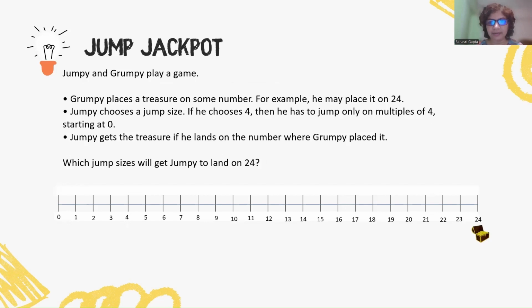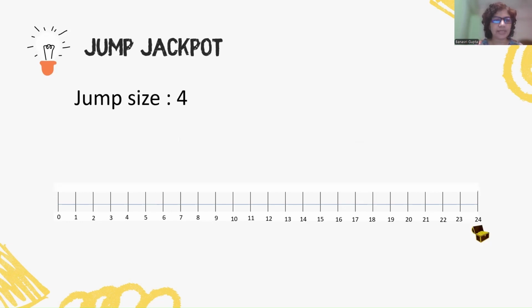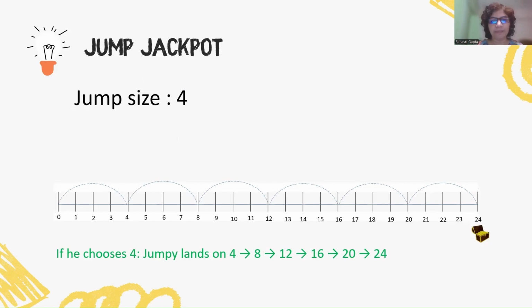So this is like a number line. The treasure is at the number 24. Different jump sizes can lead to this 24, so let us check out all the different options. For jump size 4, Jumpy jumps from 4 to 8 to 12 to 16 to 20, and finally he reaches 24. So 4 is a good choice. If he chooses jump size 4, Jumpy lands on 4, 8, 12, 16, 20 and then last on the 24 where the treasure is lying. So he gets the treasure.